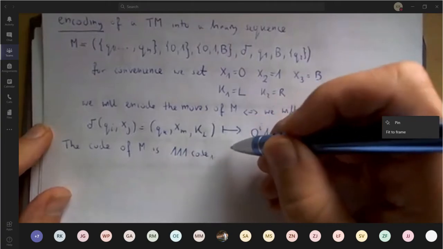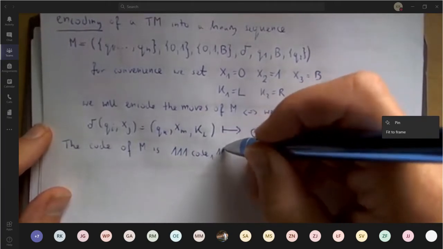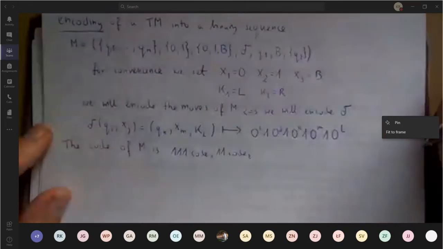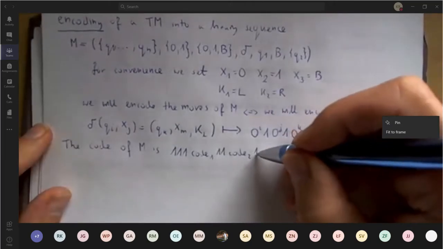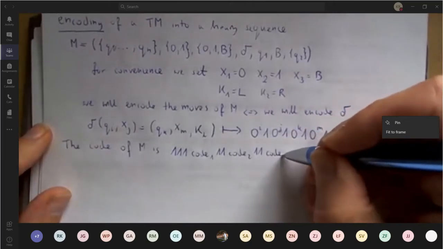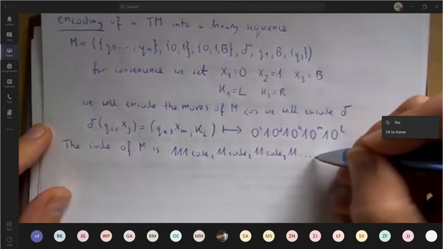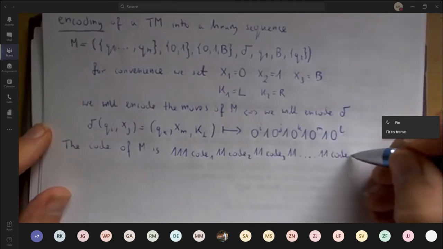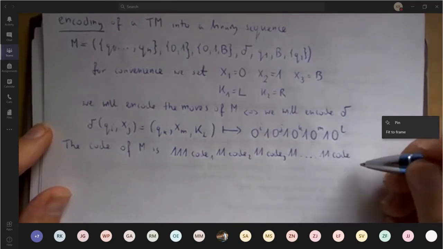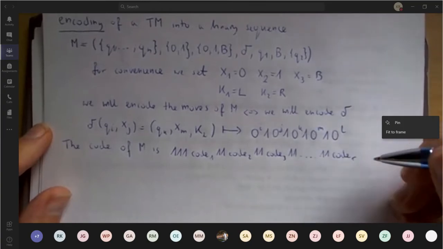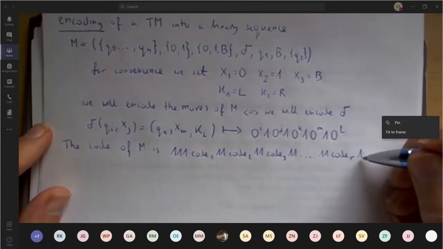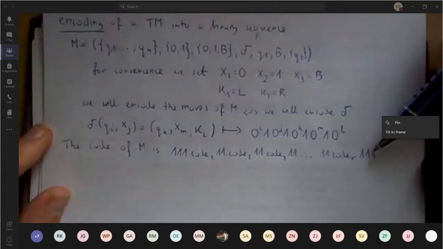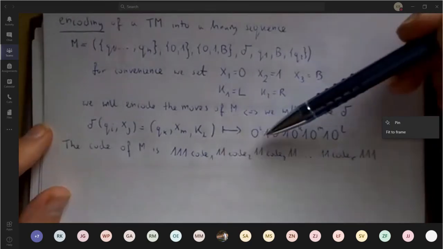Then we separate it from another code with 2 ones. 1 1, code 2. This is the code of the second move, another move. 1 1, code 3, 1 1, and so on and so on. 1 1, code R. For example, there are R moves of M, and the code ends with 3 ones. So 3 ones in the beginning and in the end, and codes of the moves separated with 2 ones.